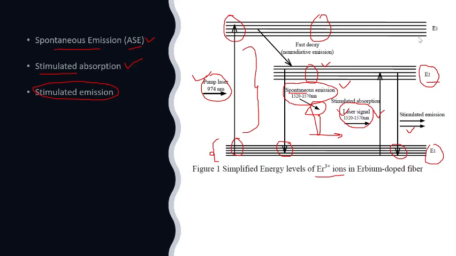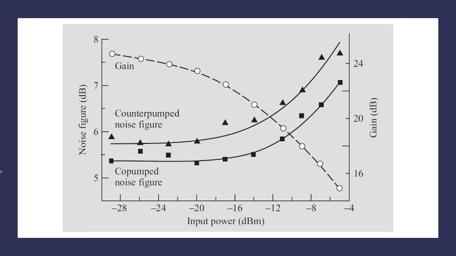Moving ahead, this particular graph tells us about the gain and the noise figure combination. So here on the y-axis left side we have noise figure values, on the x-axis we have input power values, and on the right side y-axis we have gain values.